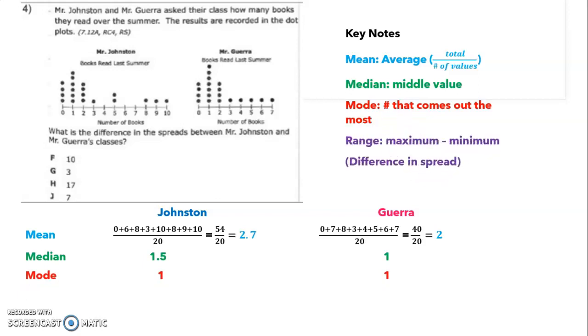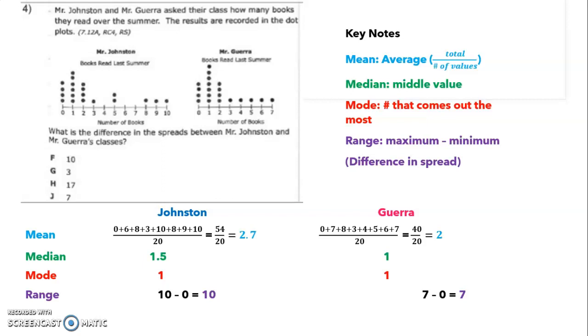Next thing is my range. This is what they're asking me for, my spread, my range. In this case, the range is just my maximum minus my minimum. So I take the max value for Johnston, which is 10, minus the minimum, which is 0, and I'm going to get 10. For Mr. Guerra, it's going to be the maximum, which is 7, minus the minimum, which is 0, and I'm going to get 7.